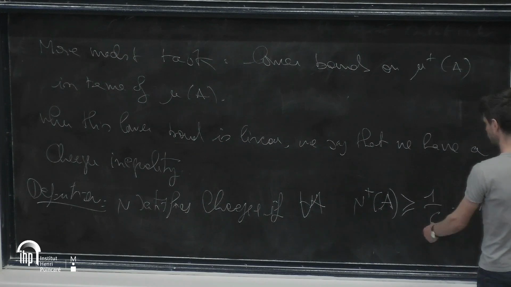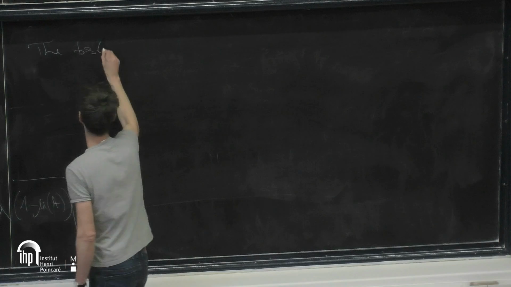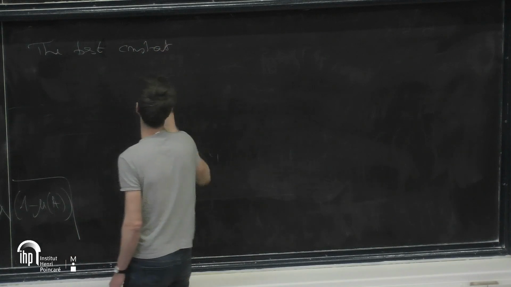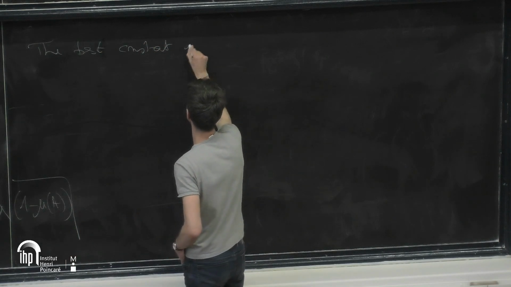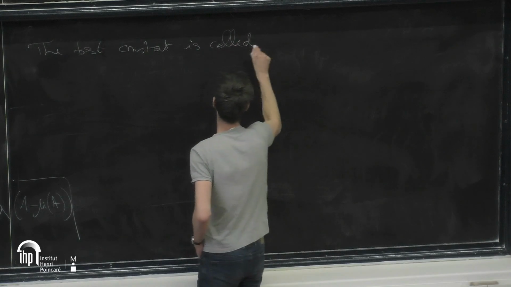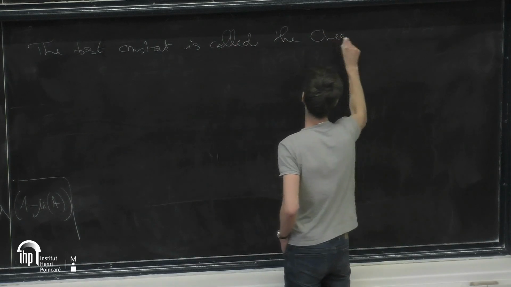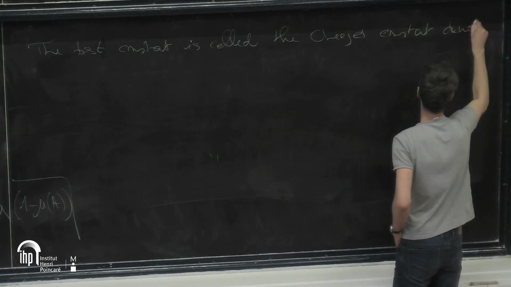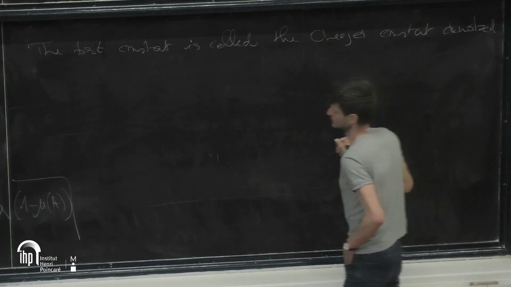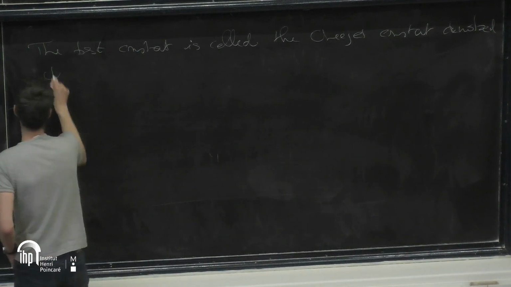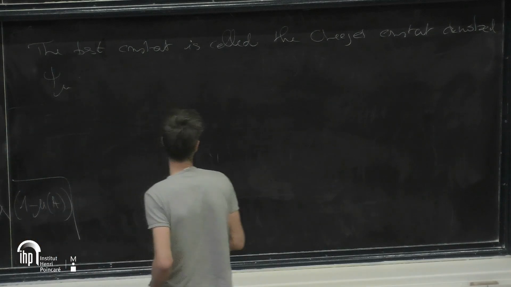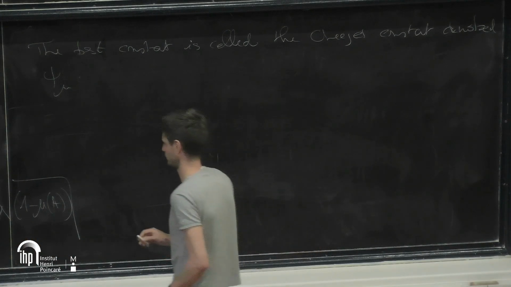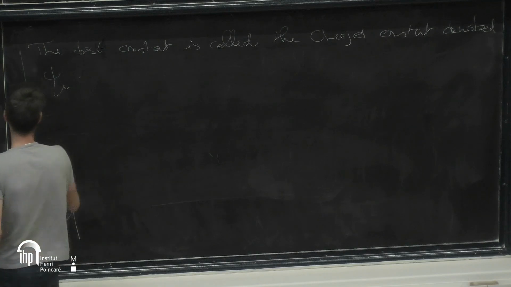And moreover, I will give a name to the best constant. So the best constant is called the Cheeger constant. And I will denote it psi of mu. Okay, so far so good.